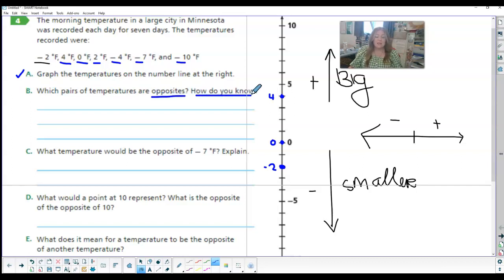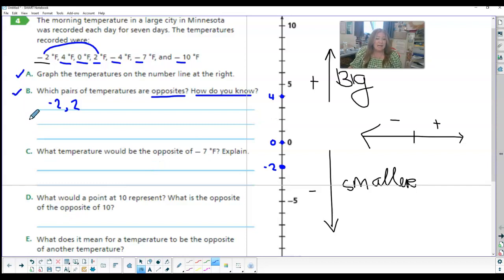Now B says, which pairs of temperatures are opposites? How do you know this? Remember, opposites are the same distance, but on opposite sides of 0. So if I see 2 numbers, one is going to be negative and one is positive. I can see 2 and -2. So -2 and 2 is a pair of opposites. I know this because they're both 2 units away from 0 in opposite directions. Go ahead and list all the pairs of opposites you see and tell me how you know they're opposites.